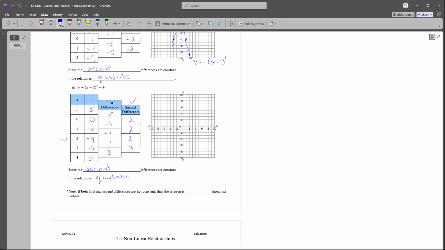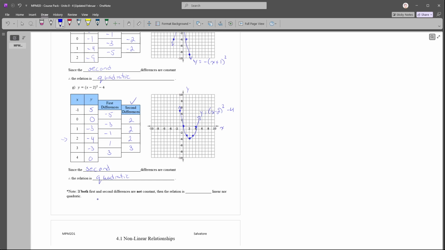So we have -1, 5, all the way up here. 0, 0, right at the origin. 1, -3. 2, -4. And then 3, -3. Oh, we've looped back again. And then 4, 0. Let's try and connect the dots. There we go. Label everything. y is equal to (x minus 2) all squared minus 4. Label your axes. And that is it.